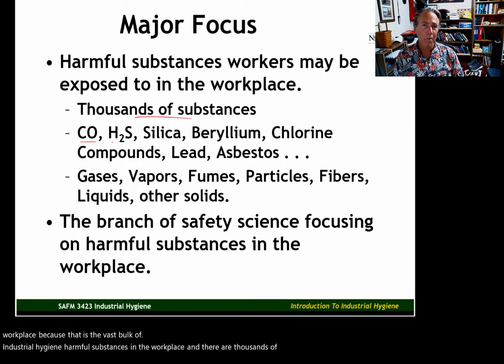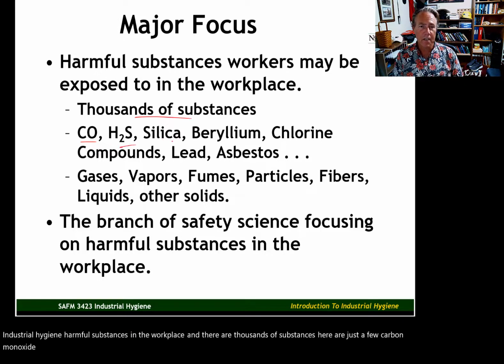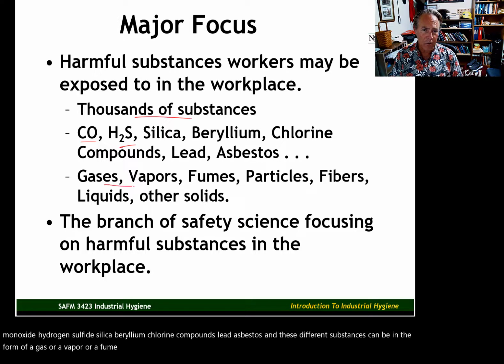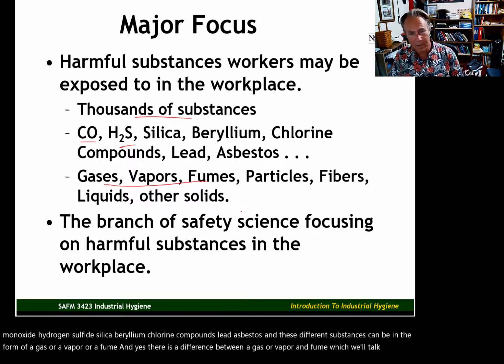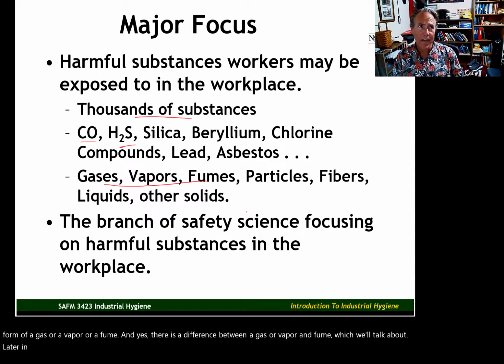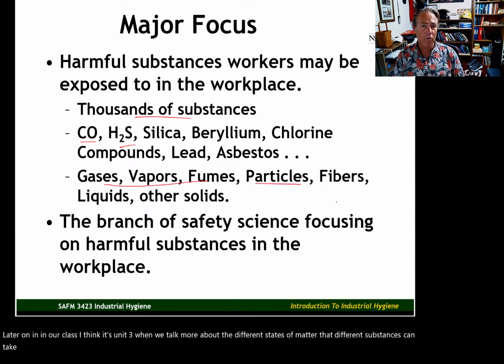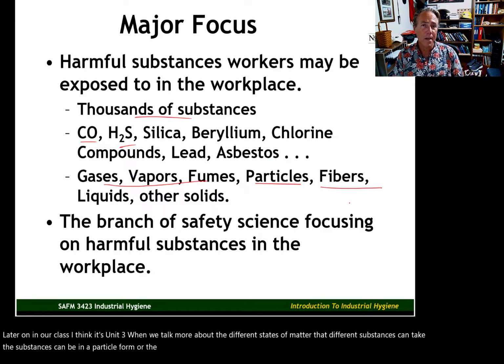Here are just a few: carbon monoxide, hydrogen sulfide, silica, beryllium, chlorine compounds, lead, asbestos. And these different substances can be in the form of a gas or a vapor or a fume. And yes, there is a difference between a gas, a vapor, and a fume, which we'll talk about later on in our class. I think it's Unit 3 when we talk more about the different states of matter that different substances can take. The substances can be in a particle form or the form of a fiber. Asbestos, that's a fiber.